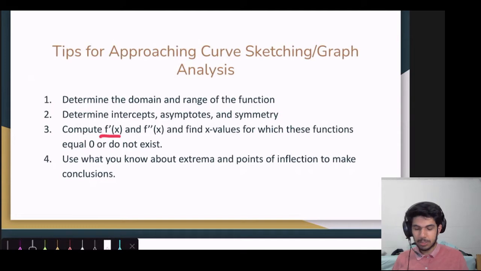Third, you want to compute the first derivative and second derivative of your function, and then find the x values where f prime of x and f double prime of x equal 0 or DNE. Just computing these derivatives and getting these values are going to be super helpful. We know that doing this will give us our critical values. It'll help us to determine our maxima and minima. F prime of x will tell us where our function is increasing or decreasing. F double prime of x will tell us concavity. So you can see just doing this will piece a lot of things together.